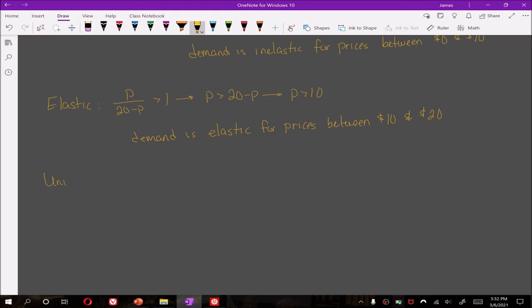Unitary, or unit, we want the elasticity of demand to equal 1. Of course, that means that p would have to equal 20 minus p, and so p would equal 10. So demand is unitary when price is $10. Oh, I wrote prices.